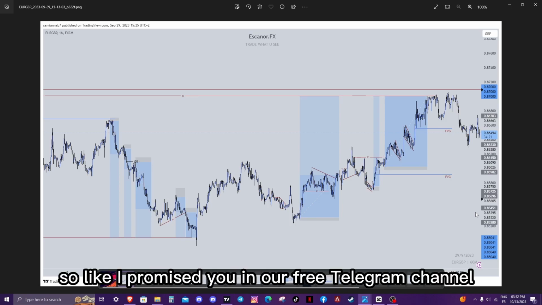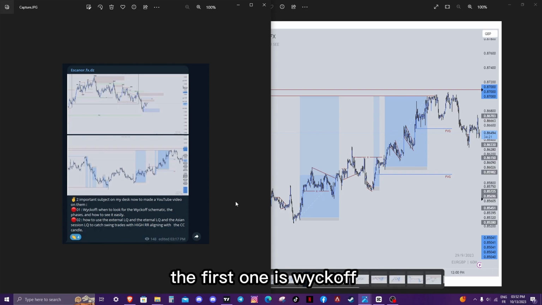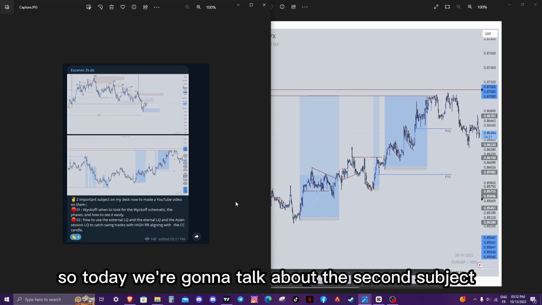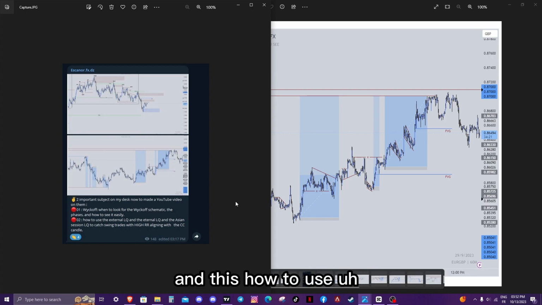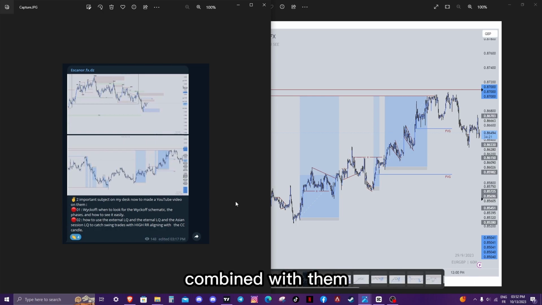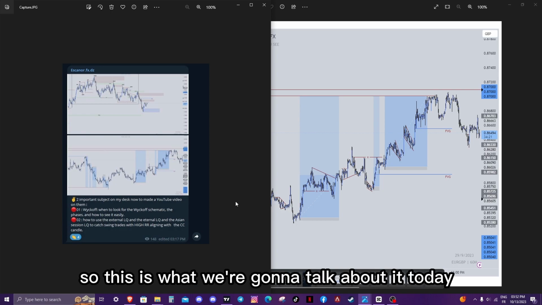So like I promised you in our free Telegram channel, like you see here in this screenshot, we're gonna talk about two important subjects. The first one is Wyckoff, and this will be in another YouTube video. So today we're gonna talk about the second subject, and that is how to use the external liquidity and the internal range liquidity, combined with the Asia session liquidity, to catch swing trades with high risk to reward. So this is what we're gonna talk about today.